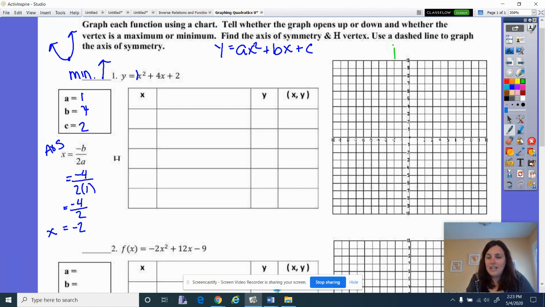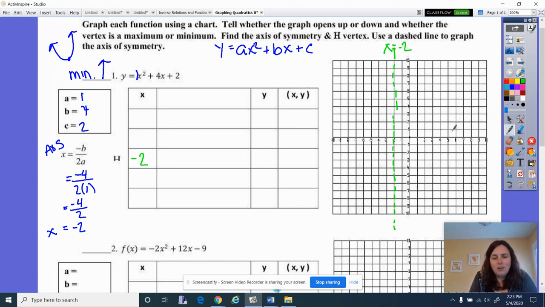And I'm just going to dash this line in. And hopefully your lines are a little straighter than mine. x equals negative 2. Remember, this is the line that I can fold my parabola over, and it's going to be a mirror image of itself. Okay, now where is the axis of symmetry? It's in the middle. So I like to put my axis of symmetry in the middle of the chart that I'm making.